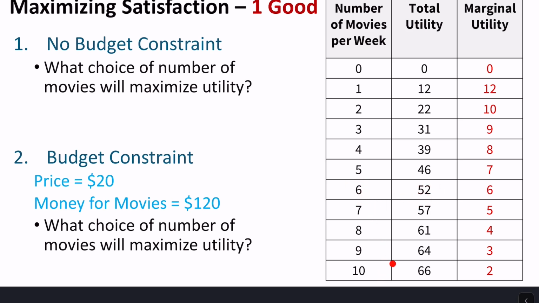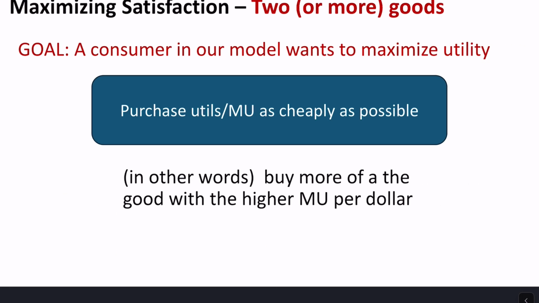Okay? And so if you have a budget constraint on one good, you're just going to be cut off and limited at some point. So that one's not very interesting. There's not much economics going on in there. The more interesting example would be trying to maximize your utility for two or more goods.